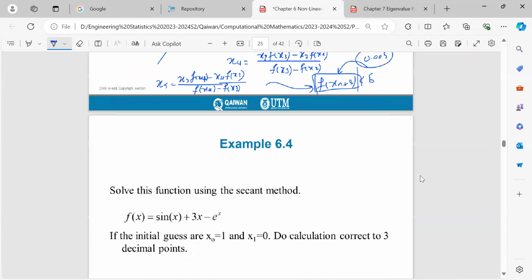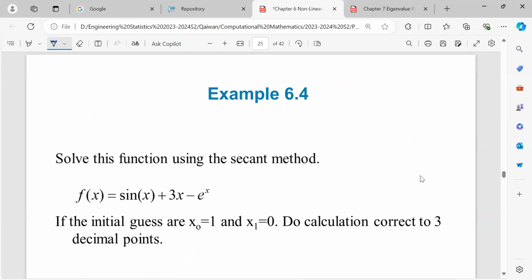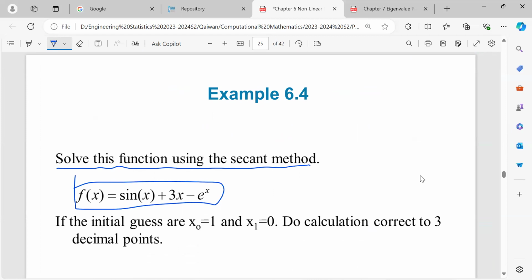We now have an example, as you see. It says f of x is the following function, using the secant method. Here, it's impossible to find the solution of this equation analytically, so you must find it numerically. We need to find its approximate solution.